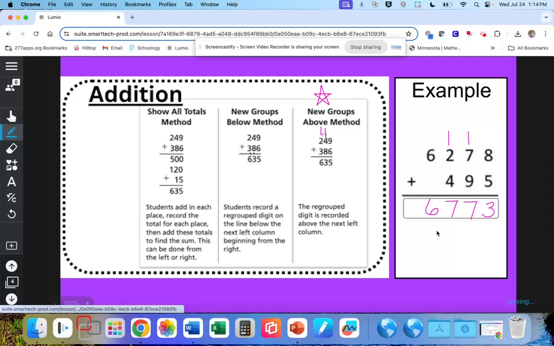Now, in order to make this answer correct, we do need to put in our comma. Commas are important, especially in this unit where we're talking about place value. So we start on the right: ones, tens, hundreds, comma.